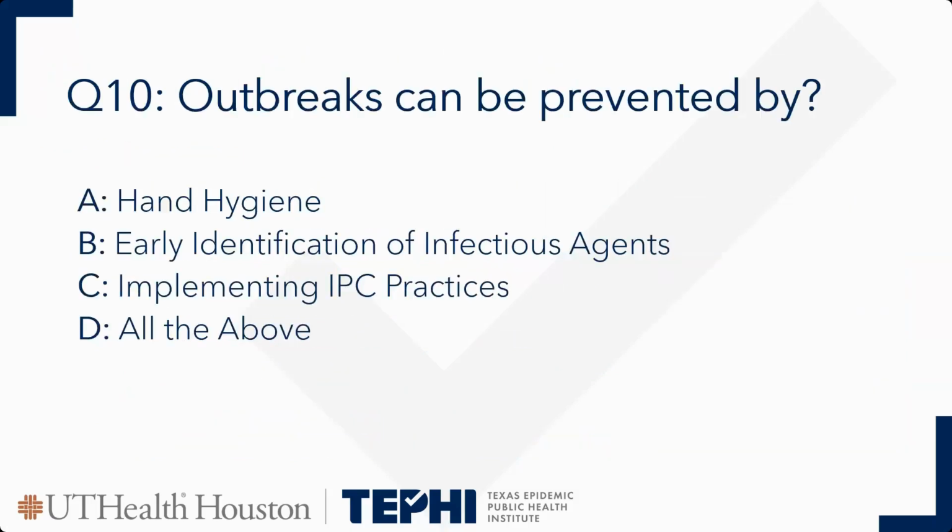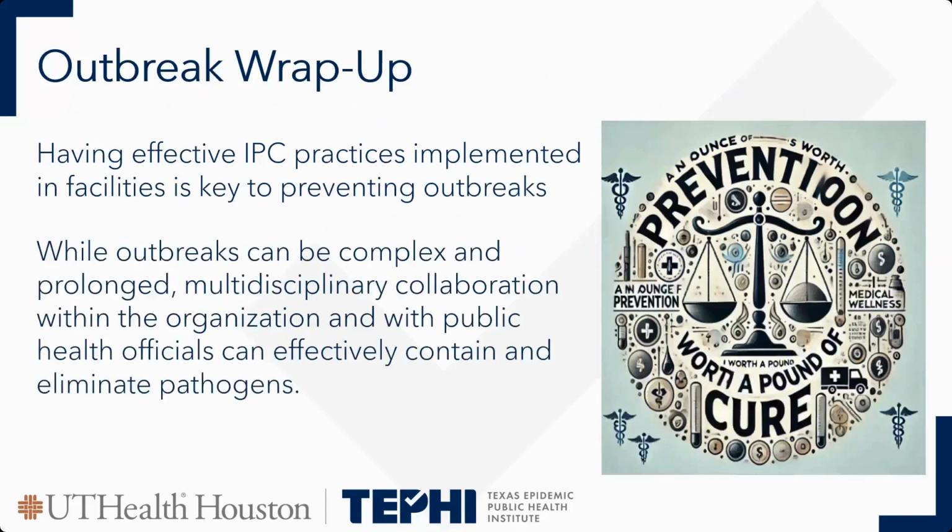And then lastly, our last question before I open it up, I know we're a few minutes over time: how can outbreaks be prevented? Yes, that's great. D, all of these things: hand hygiene, early detection, and implementing good infection prevention practices. So as you saw with this example, having effective infection prevention practices is really key to eliminating outbreaks.